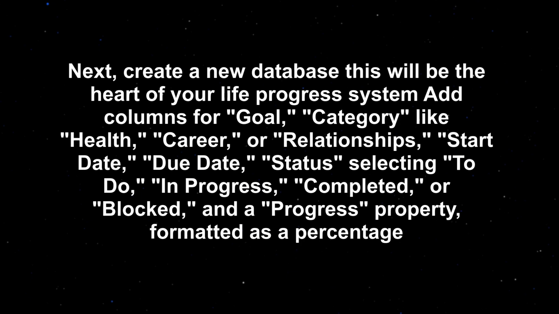Next, create a new database. This will be the heart of your life progress system. Add columns for goal, category like health, career, or relationships, start date, due date, status, electing to do, in progress, completed, or blocked, and a progress property. Format it as a percentage.